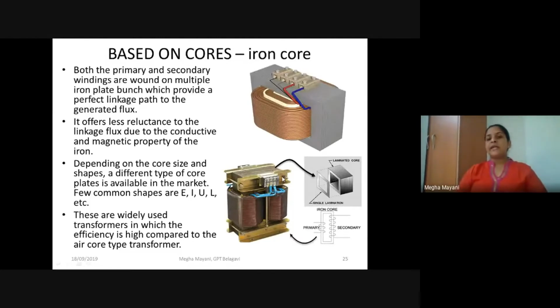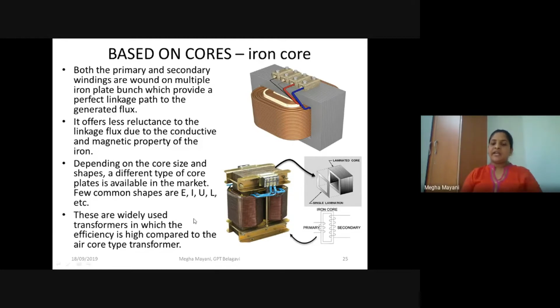These are finding usage because these offer very less reluctance to the flux linkage, and hence the conductivity is more, because of the magnetic property of the iron, the conductivity is good in such type of transformers. Hence, it is reducing the reluctance of such type of transformers. Depending on the core size, different shapes and sizes are available for such type of transformers. And the mostly used are E type, I, alphabet U, alphabet L. So they come in such type of shapes.